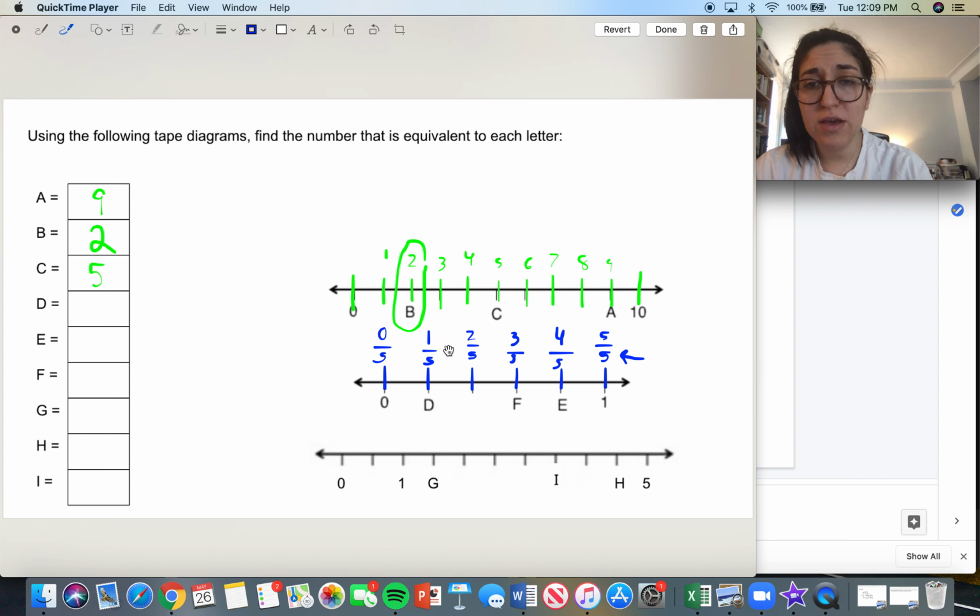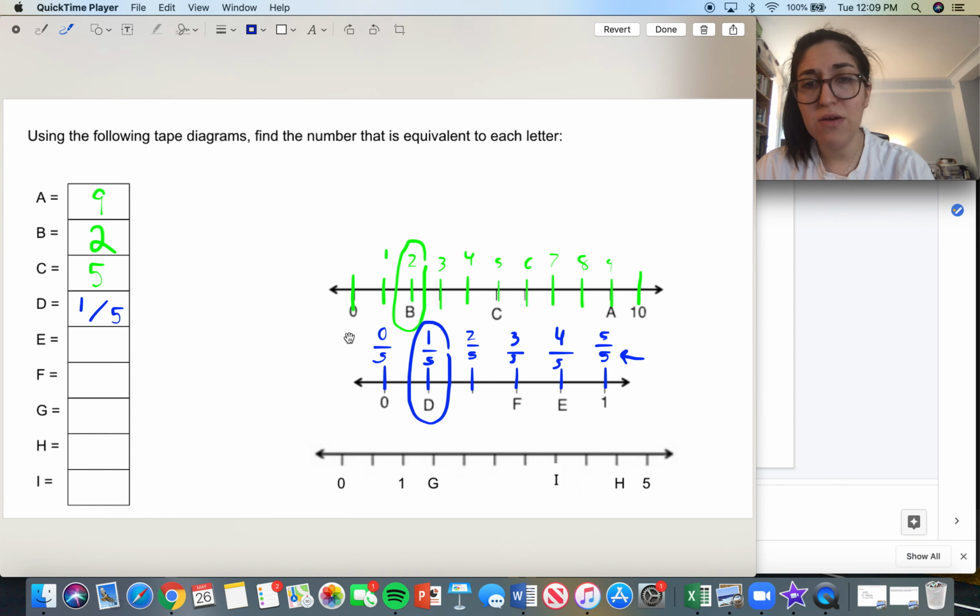So I can now look at, okay, well, what's D, right? That's what our whole goal was, to be able to find what numbers the letters are equivalent to or the same as. D is 1/5 of the way down this line. It's exactly 1 mark in, right? So D is going to be 1/5.